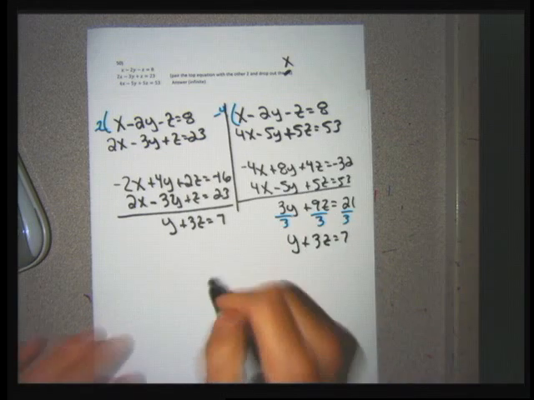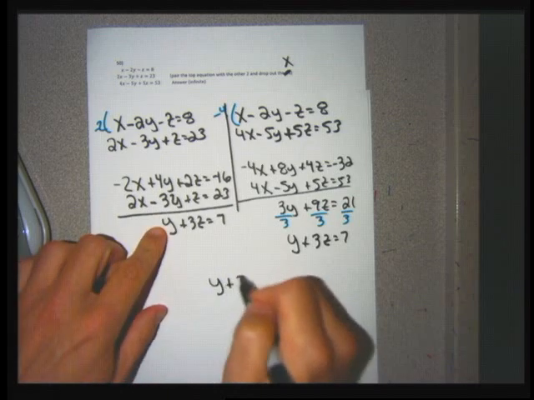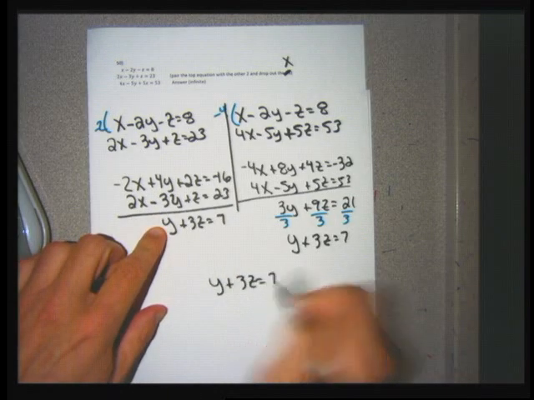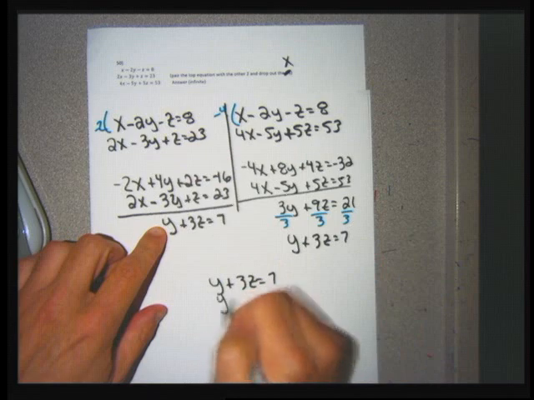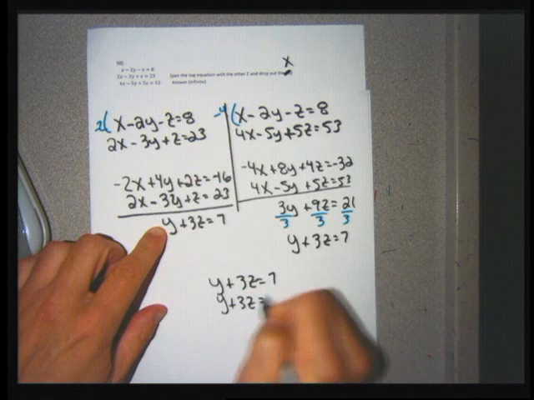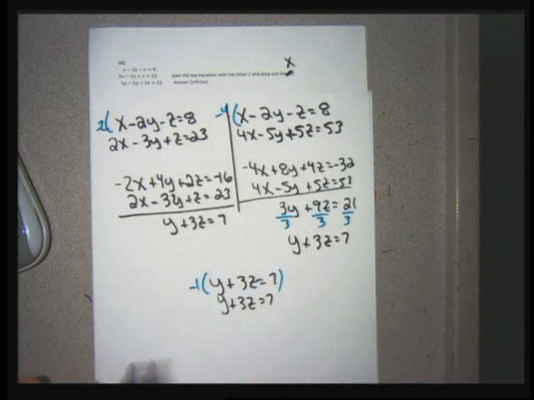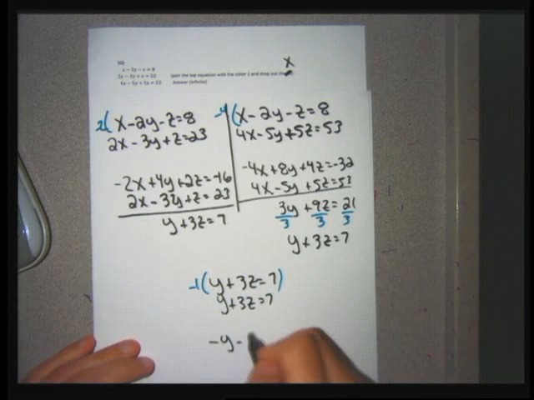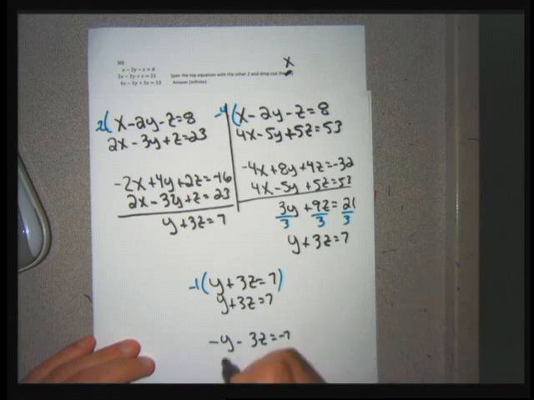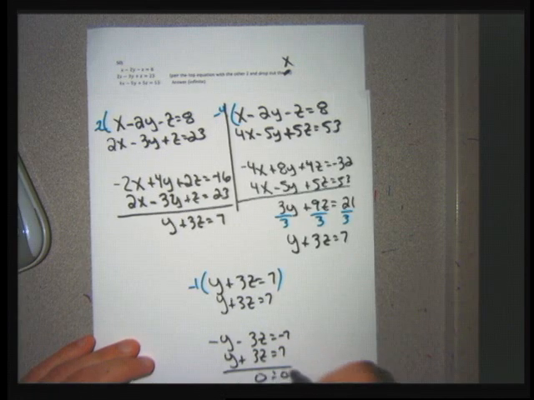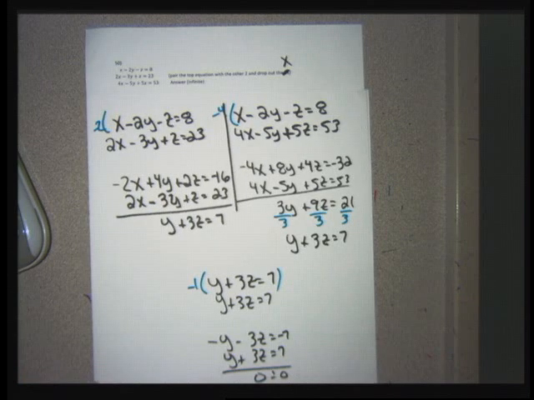That's good. So I'm going to take this one, y plus 3z equals 7, stack it on top of this y plus 3z equals 7, multiply the top by negative 1. That gives me negative y minus 3z equals negative 7 on top of y plus 3z equals 7. That gives me 0 equals 0. When I get 0 equals 0, then I have some work to do.